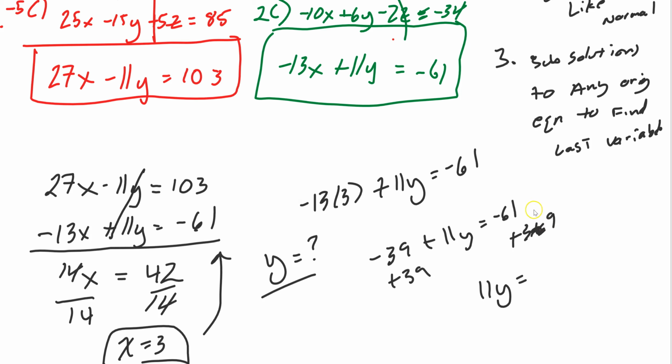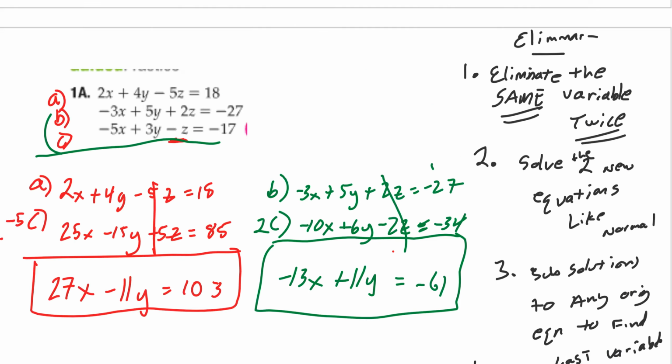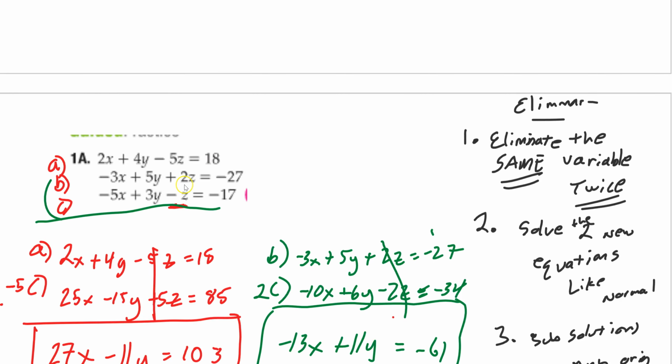Divided by 11, so y equals -2. So I have x, I have y. Now the last thing I gotta do is sub those solutions into any original equation to find the last variable. So I go back here, you plug it into any one you want that has a z, and then you can find the last one.